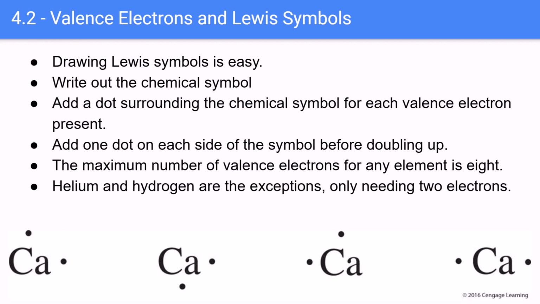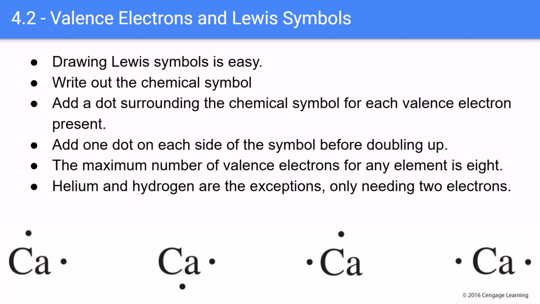So the first thing we're going to do is start drawing Lewis symbols, and Lewis symbols are just a way to represent valence electrons and how they are either donated or shared when they form chemical bonds. So we're going to take a step back from that. Rather than drawing out compounds and molecules, I just want us to simply be able to draw the elements and the number of electrons that are present. And this is actually quite easy to do. In order to start this off, we're just going to write out the chemical symbol. And then we're going to add a dot surrounding the chemical symbol for each valence electron that is present.